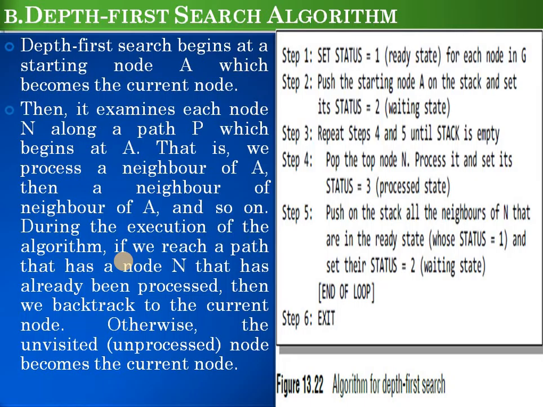Step 4 is to pop the top node N and process it, and set its status to 3, which means after processing we have to update the status to 3. Step 5 is to push on the stack all the neighbors of N that are in the ready state, whose status is 1, and set their status to 2, the waiting state. End of the loop, exit.